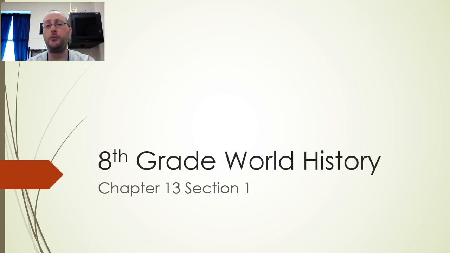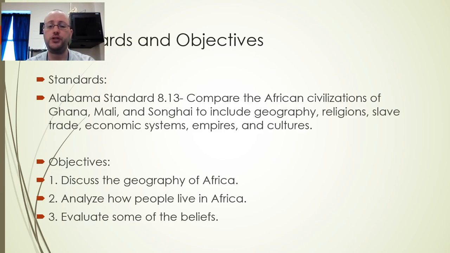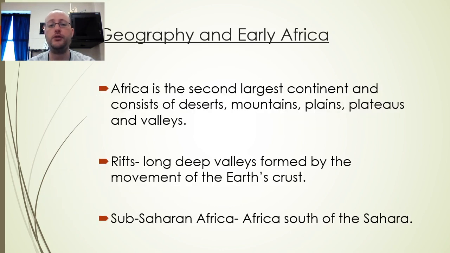We're going to start now in chapter 13, starting in section 1, which is the history of Africa. We're going to discuss the geography of Africa, how the people lived in Africa, and some of the beliefs. Africa is the second largest continent and consists of deserts, mountains, plains, plateaus, and valleys. The geography of Africa is very diverse.